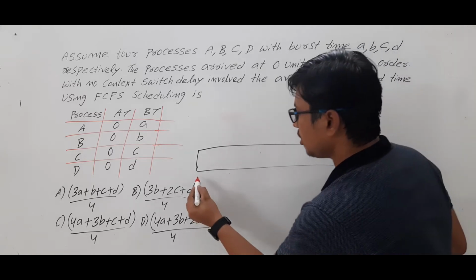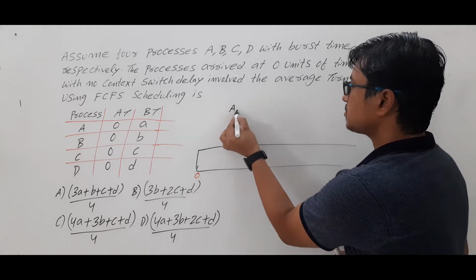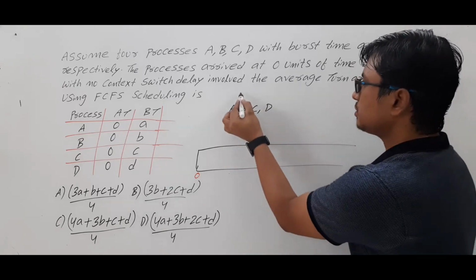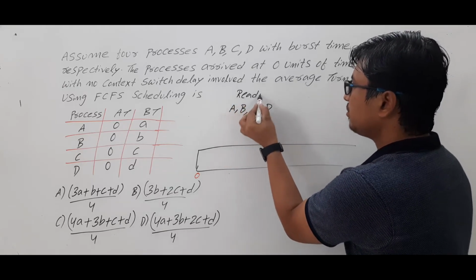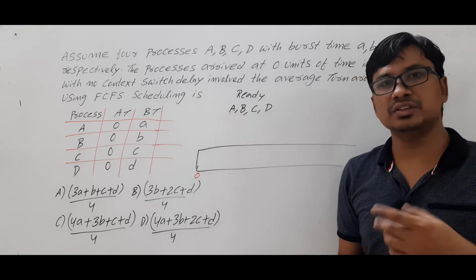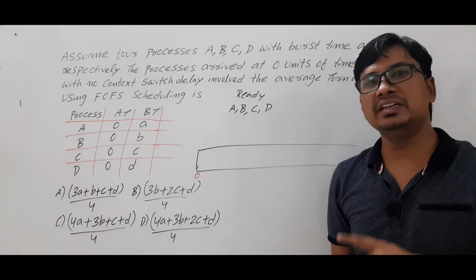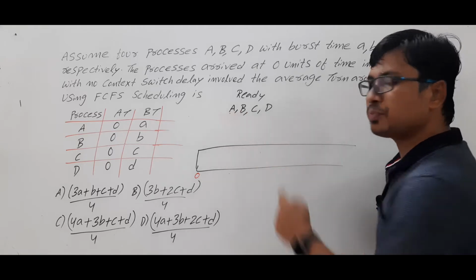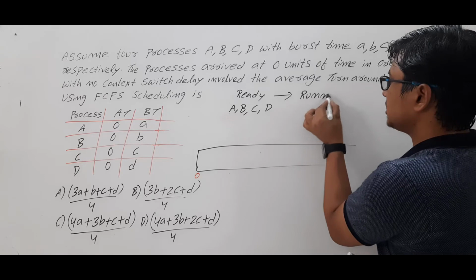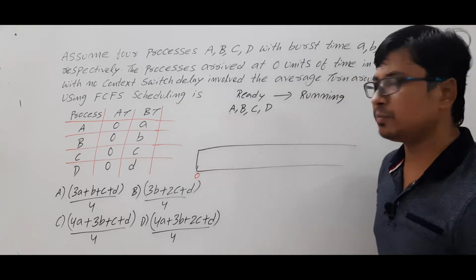Now the Gantt chart will always start from 0 units of time. At 0 units of time, process A, process B, process C, process D have arrived in the ready state. And the order of arrival is first A, then B, then C, then D. As it is a first come first serve scheduling algorithm, the mode is non-preemptive and the criteria is arrival time. So as process A has arrived first, it will be dispatched to the running state. It needs small a units of burst time to complete its task.